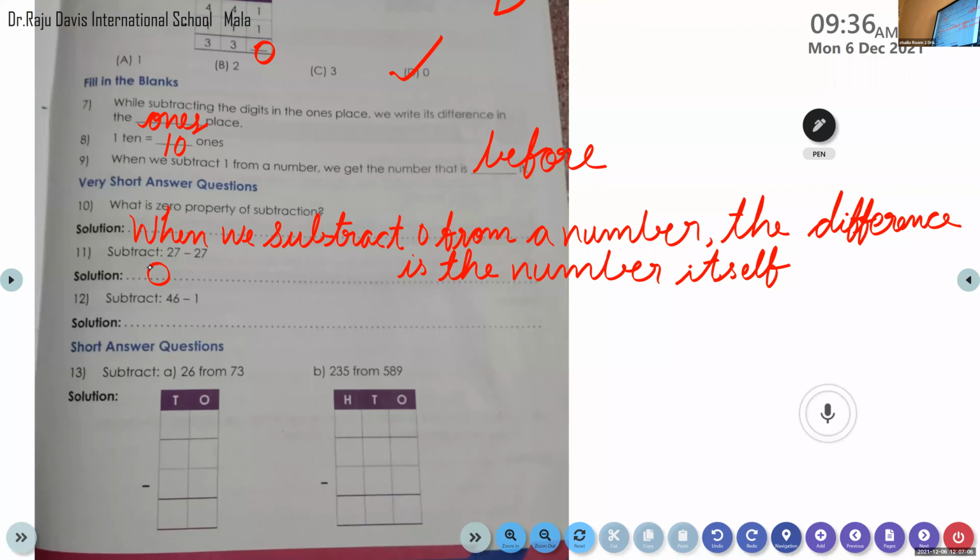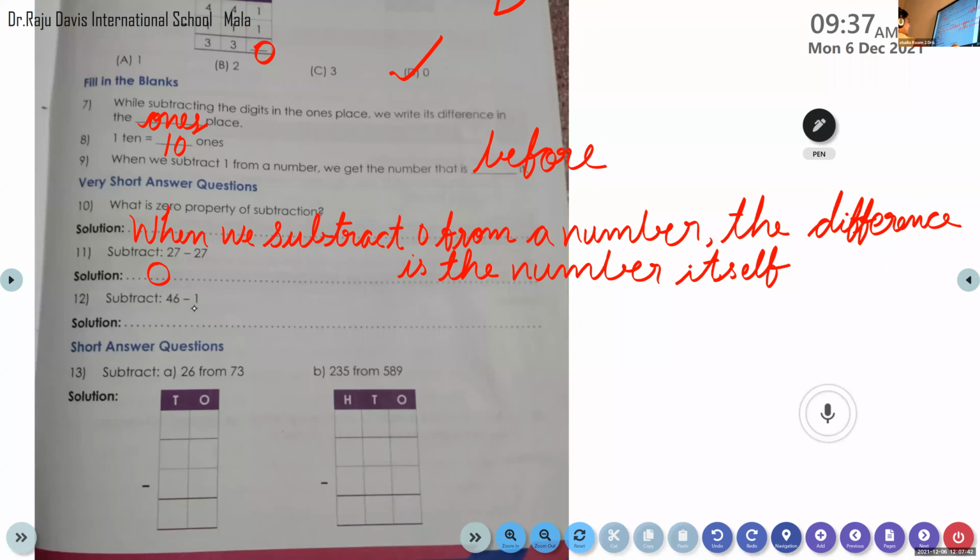Then 12th question. Ma'am, can you read the 11th question? 11th question, 27 minus 27. What is the answer? 27 minus 27 equal to 0. Okay. The next question, subtract 46 minus 1. 45. Yes, when we are subtracting 1 from a number, we will get just before it. So 46 before number is 45. So 46 minus 1 is 45.